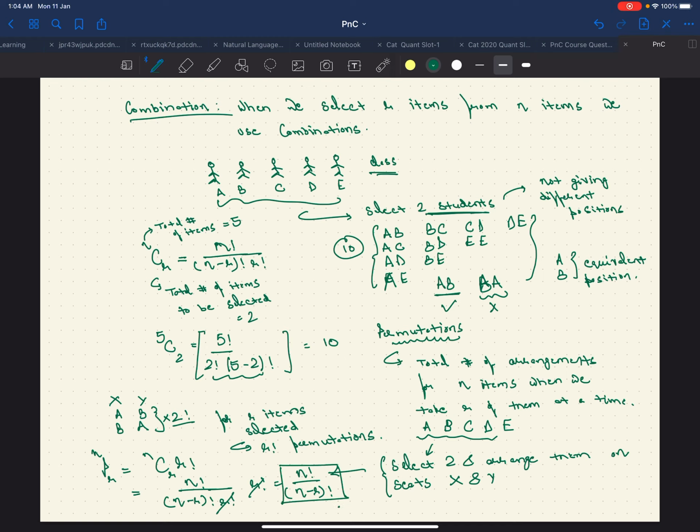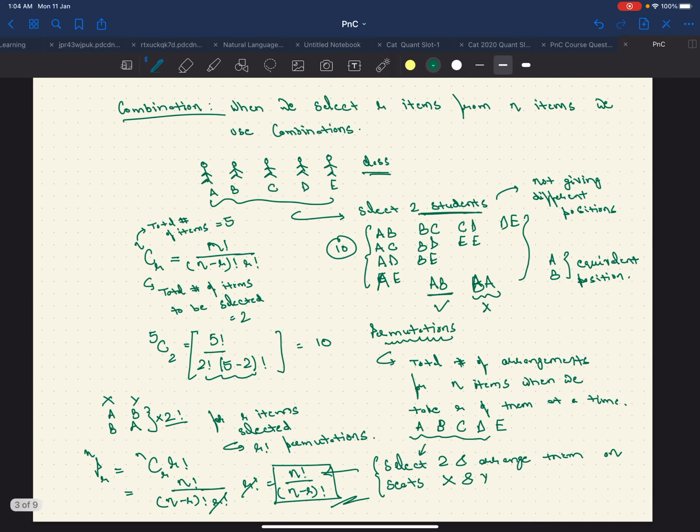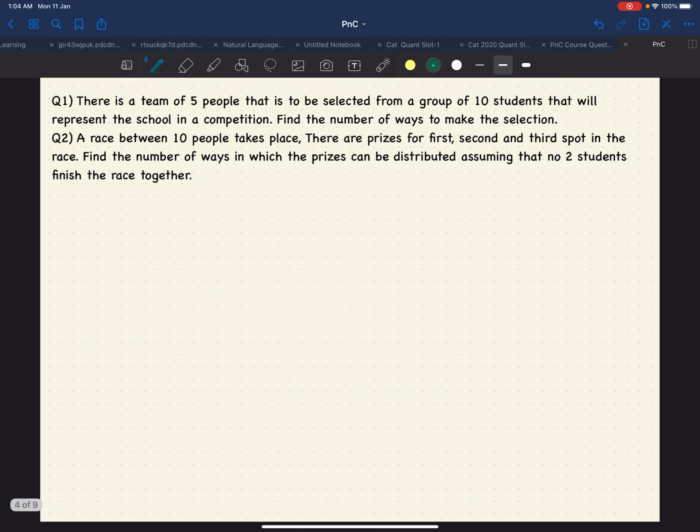So this is the required formula for permutations. Now using these concepts, let's look at a set of 10 problems which will make things clearer. Okay, so let's jump into the problems now.